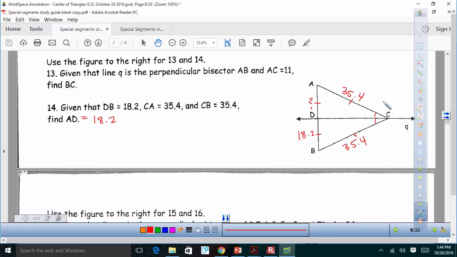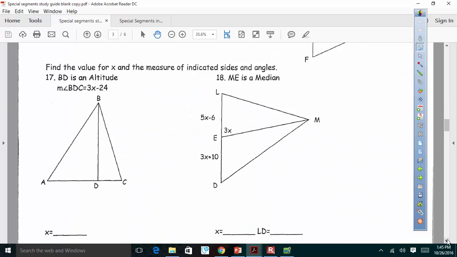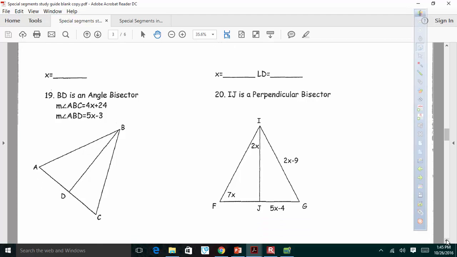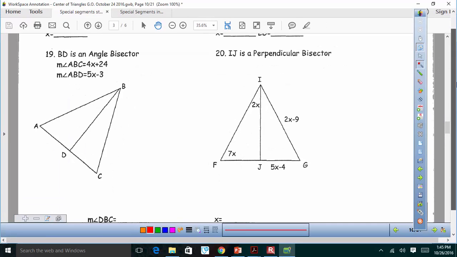Okay. And let's look at number 20 next. Okay, so for number 20, it tells me that IJ is a perpendicular bisector. So IJ is this line right here. Now, what does perpendicular mean?